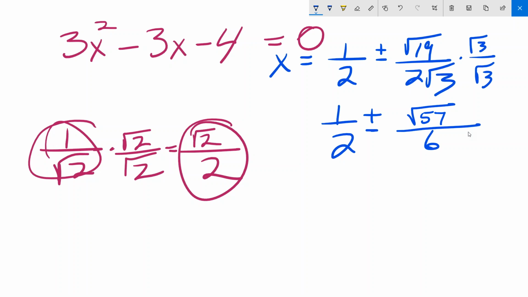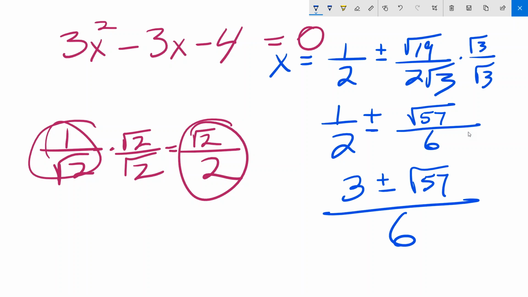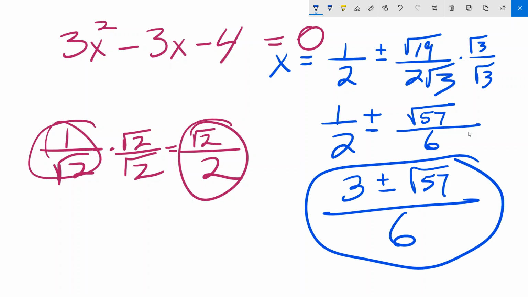What would be another acceptable answer? I wanted to make it look exactly like what I would get from using the quadratic. You could do 1 plus or minus 57 all over... Oh, you have to make a common denominator. So that would be 6. It would be 3 plus or minus square root 57 all over 6. Yeah, that would be a little nicer answer.